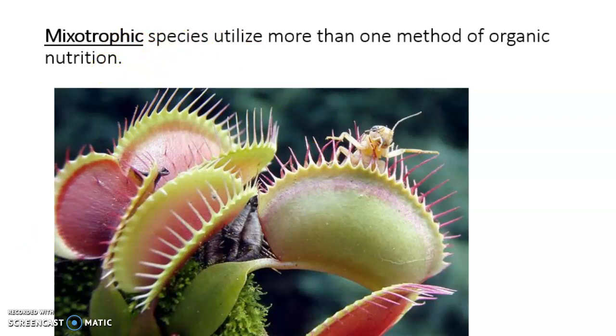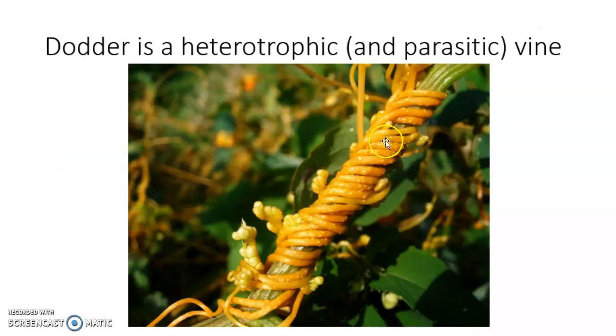Another example of a mixotrophic species is this dodder, D-O-D-D-E-R, not daughter. The dodder is a parasitic vine which can conduct photosynthesis, but it also stabs plants with these little barbs as it wraps around them, and it will extract the sap from the plant and eat it. So it's parasitic, heterotrophic, and photosynthetic, autotrophic. So it's another mixotrophic species.